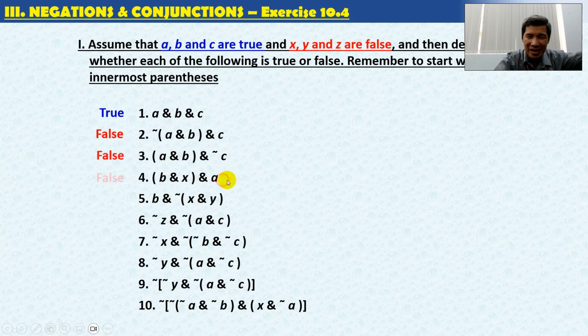Now B and X and A, false. B and, not the case, X and Y, true. Not Z and, not the case, A and B, A and C. Not X and, not the case, not B and not C. Not Y and not the case, A and not C. True. Not the case, not Y and not the case, A and not C. False. This is so complicated.